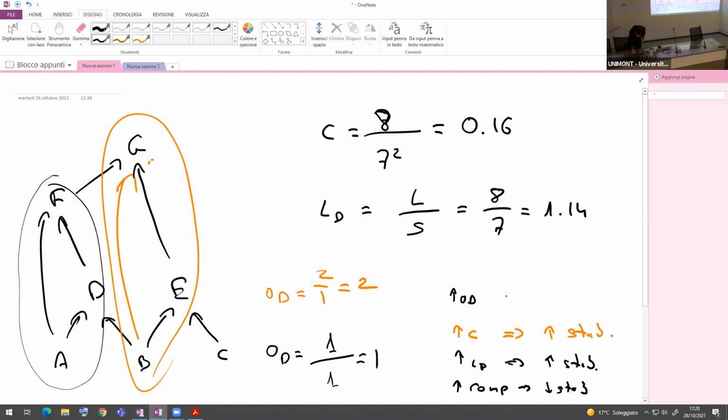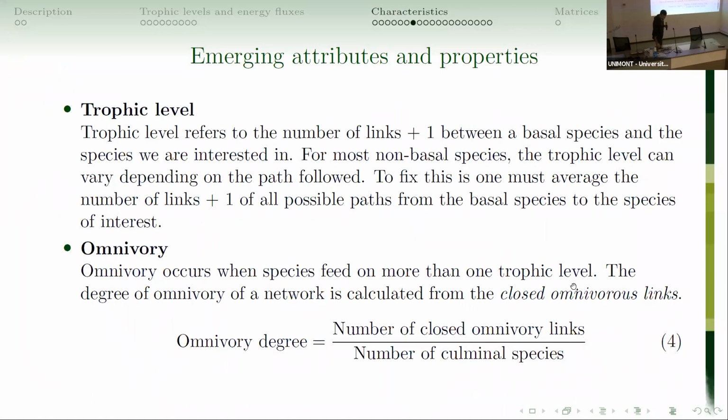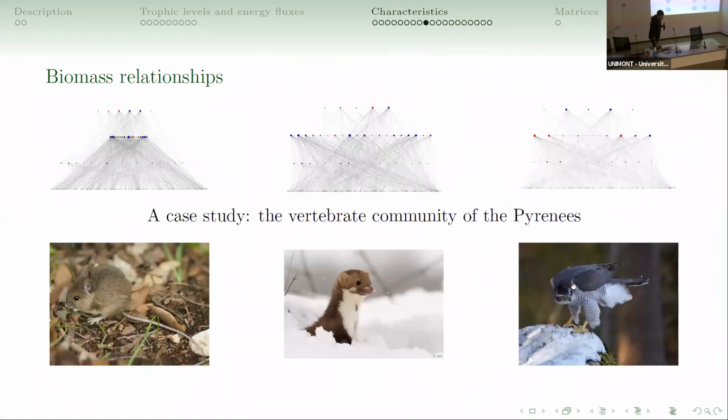Higher omnivory degree, higher stability. Okay. And I think we are going to finish here with these characteristics. Another important one is the biomass relationships, and basically this is the relation of biomass between the predators and the prey. Right?